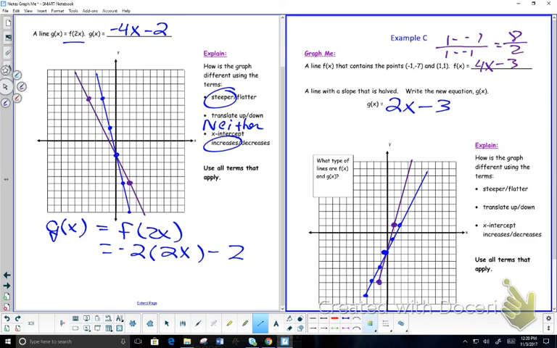What type of lines are f of x and g of x? Positive. I agree. Are they parallel? No. So if they're not parallel, how would you describe them to me? Intersect. There you go, they're just intersecting. Nothing fancy about it.